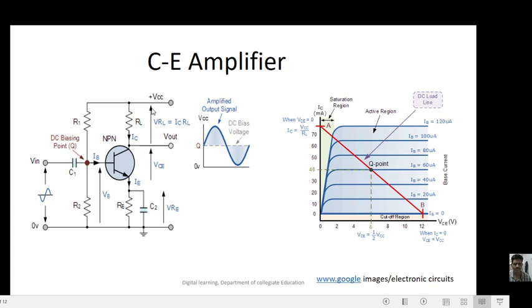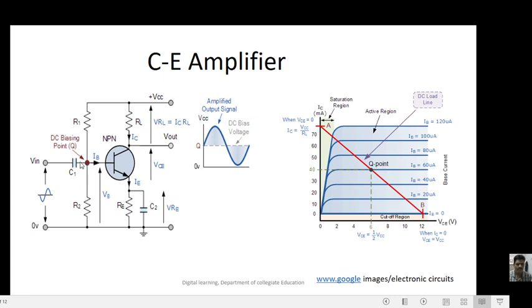CE amplifier. The circuit diagram is given here. The input signal is applied to the circuit, and the amplified output signal is obtained like this. This point is known as the DC biasing point.